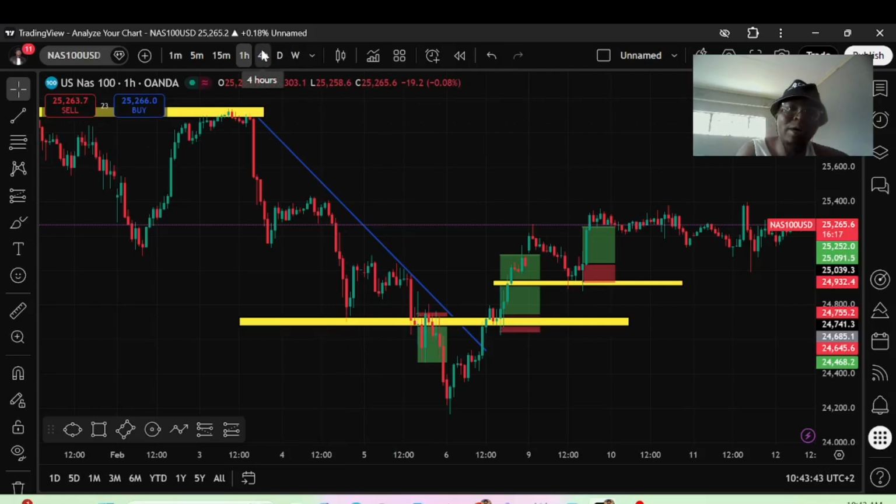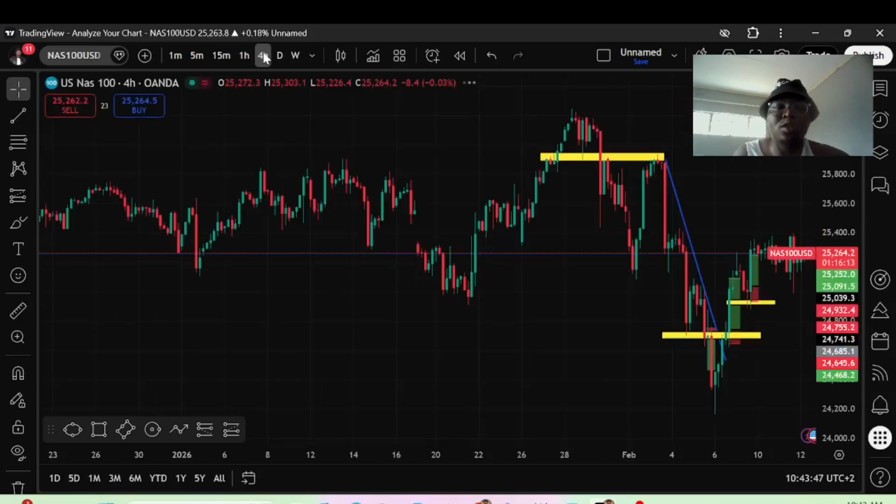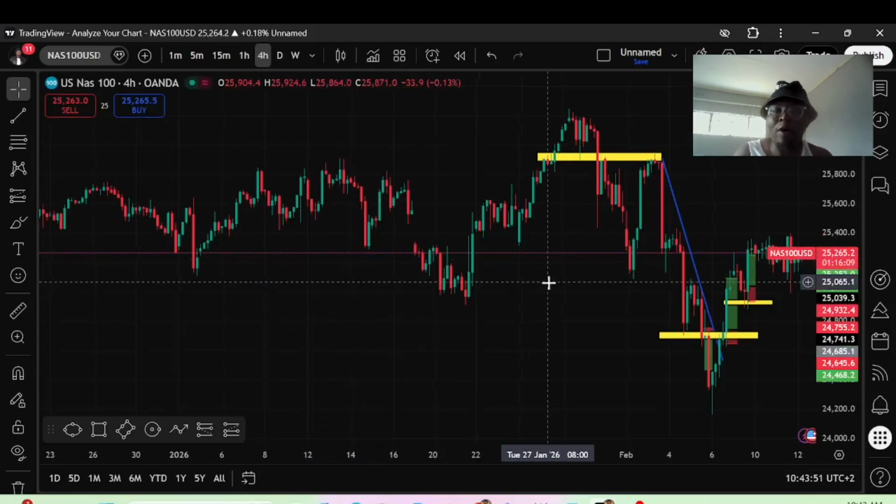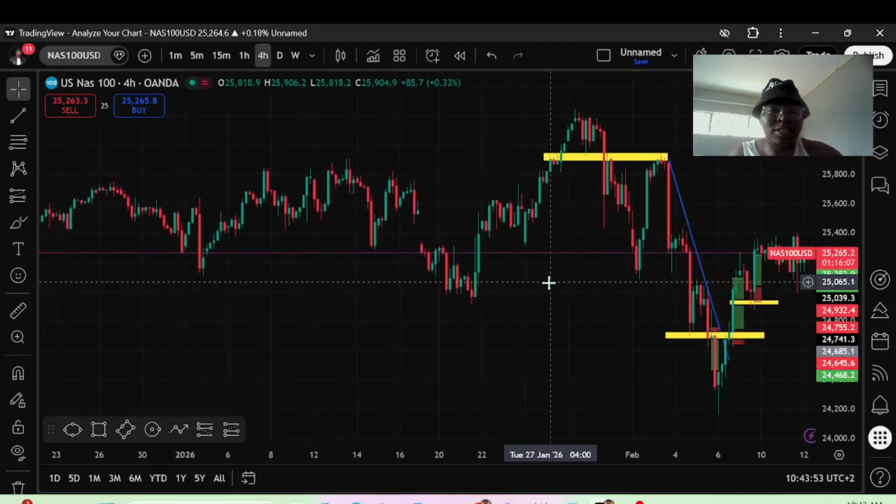First thing first, we want to identify the trend. To identify the trend, you go straight to the 4-hour time frame. There's no compromising there. What does the 4-hour time frame help you do? It helps you to identify the trend. Where is the market going? What is the general direction of the market? That's the first thing that you have to identify.